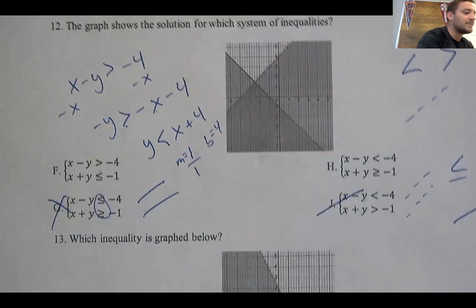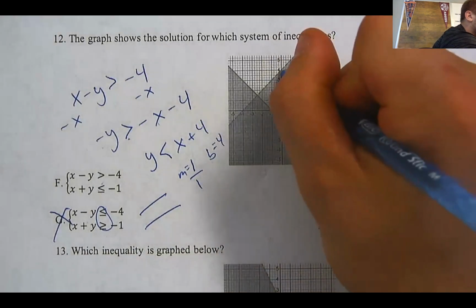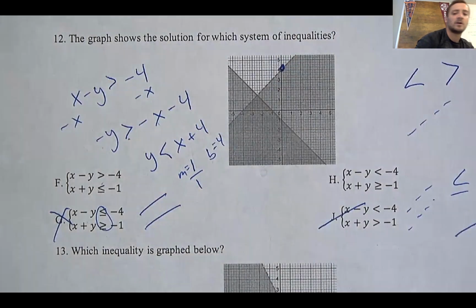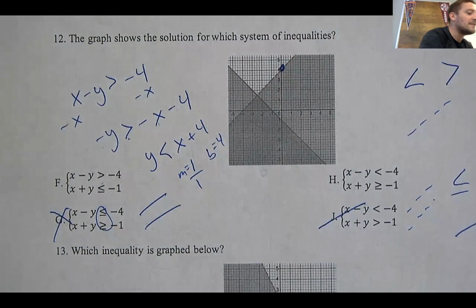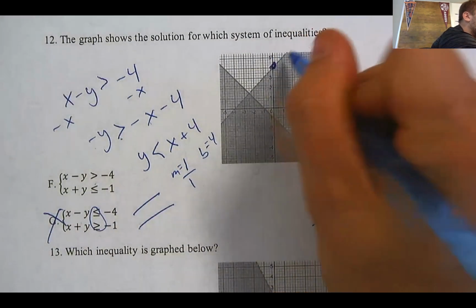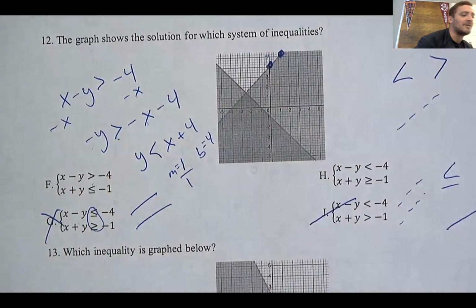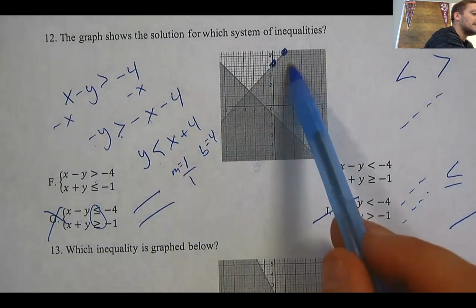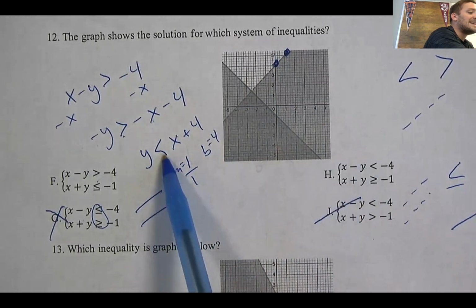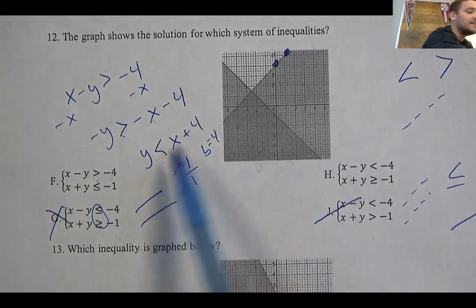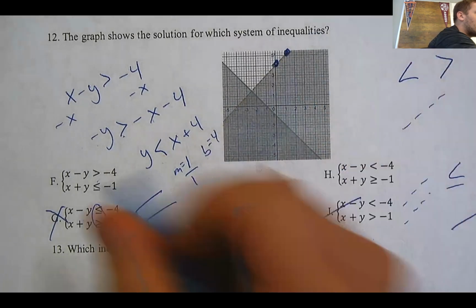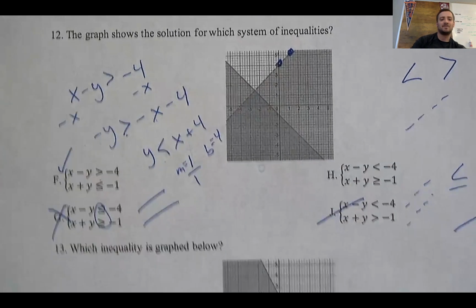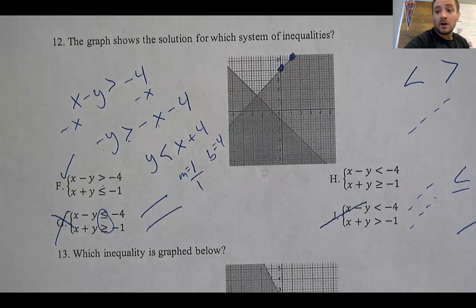All right, let's graph that. So my y-intercept is 4, and we have a slope of up 1 over 1. All right, that looks like it fits our line. Did we shade below? Yes, we shaded below. Is it a dashed line? Yes, it is a dashed line. Okay, that first inequality looks good. All right, let's graph our other inequality and make sure it works.